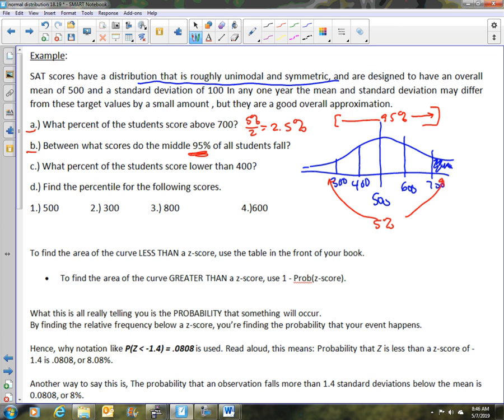Well, we've already really kind of answered that question, because we said that between plus or minus 2 standard deviations, which is from 300 to 700, we'd have 95% of the data. So there it is. We would say between 300 and 700 would be 95% of the scores.